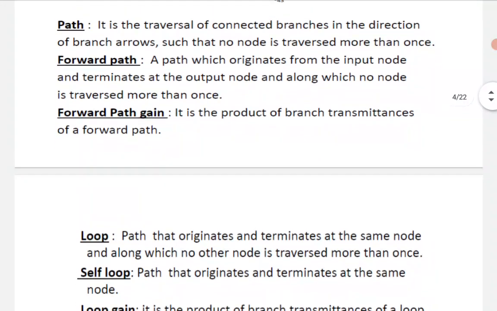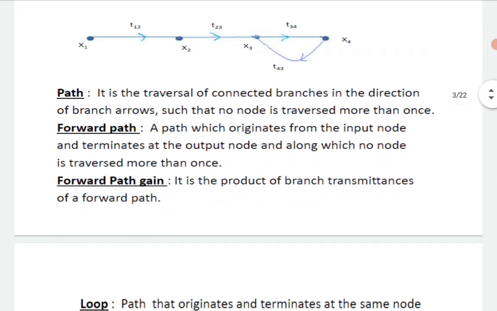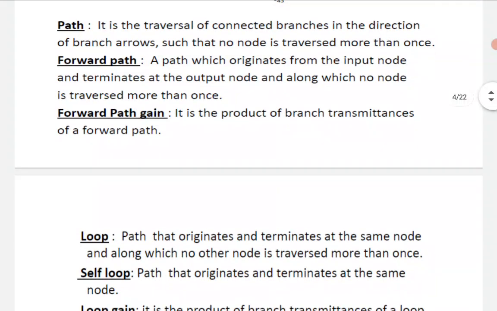Loop: obviously that means if the initiation and termination point remain the same, then it is called a loop. It is a path that originates and terminates at the same node and along which no other node is traversed more than once.